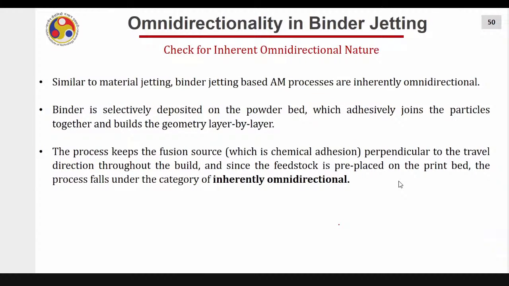Then binder jetting, similar to material jetting. In the case of binder jetting also, processes are inherently omnidirectional, because you inject the binder in two ways. Either it is a thermally activated nozzle, right? There are tiny nozzles where the binder is held, you increase the temperature and a drop of binder falls, or it's a piezoelectric based system. These details you may get later on in some lectures. So this is the droplet, and the droplet falls down onto the bed.